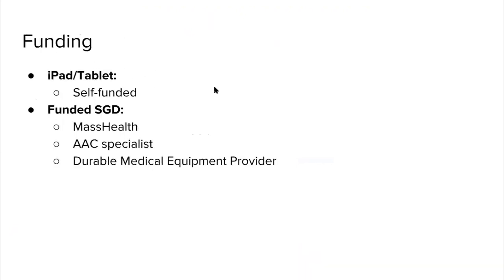Funding. So, the major way that people are funding now is by buying an iPad or a tablet. Most of the popular systems are really just made for iOS, but there's some new ones coming out that can be used on other platforms, like Android. And so that's great. There's a change here because there's obviously sometimes a difference in price. So that would be self-funded.